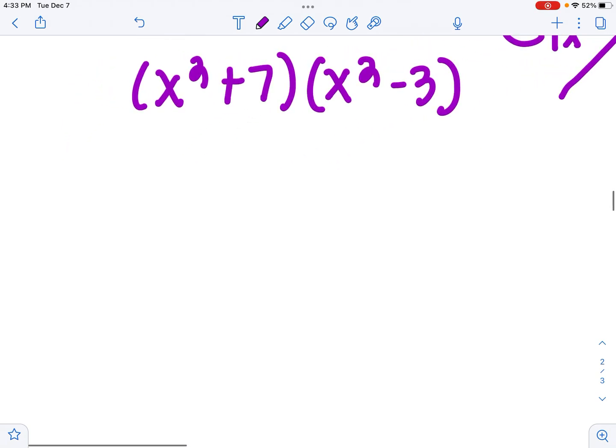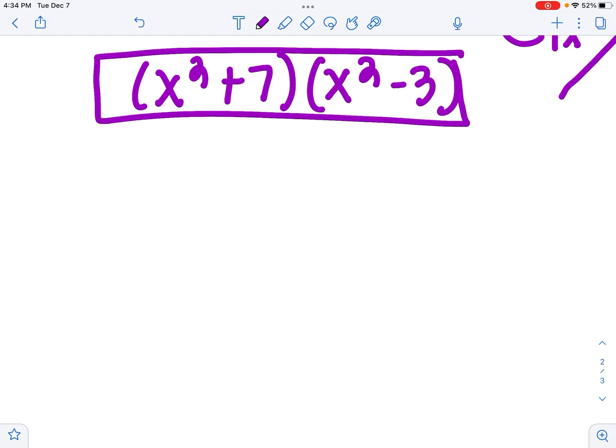Now I got to look to see if it's still factorable. This is a perfect square, but this isn't, and it's not a difference. So no, that's not factorable. This is a perfect square. This is not a perfect square. So this is not factorable either. So this is all done.